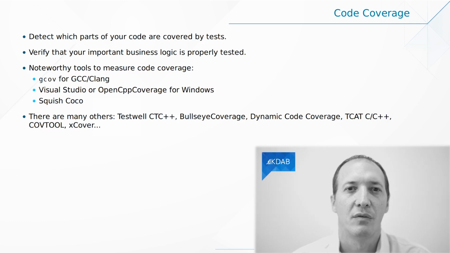So one thing you can do to find out if your unit tests are covering enough of the important code is to set up code coverage. These are tools that will tell you 90% of this file has been covered by unit tests, and you can then drill down and figure out exactly which parts of the code were missing in your tests. There are many tools to do that. The most well-known is gcov on Linux.